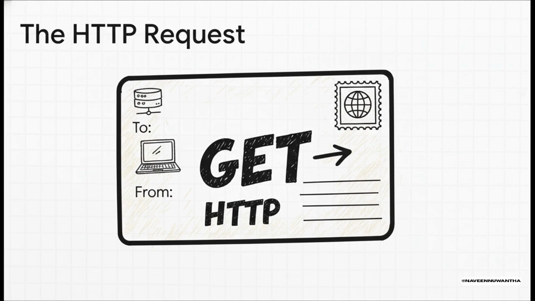It's incredibly efficient. It's got a to field with the website's IP address, a from field with your computer's IP address, and a very clear subject line, something like get/homepage.html. This is the universal language of the web. You probably see this as HTTPS a lot now. That extra S just means secure. It means your postcard is sealed in a private, encrypted envelope, which keeps all your data safe.